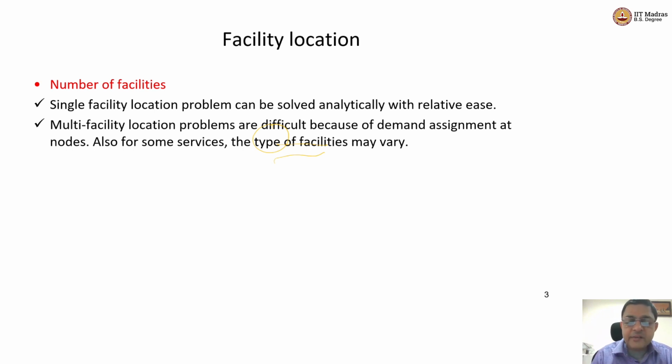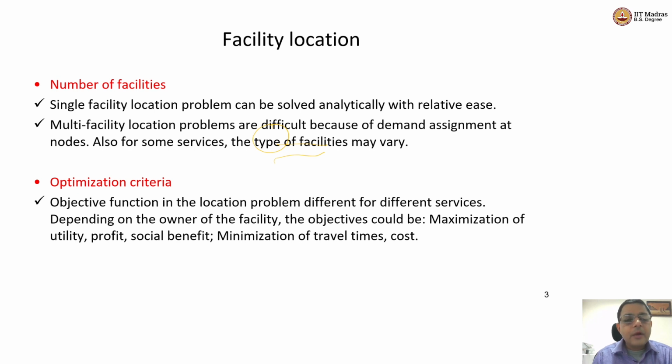Whereas if a government agency is trying to solve the problem, their objective may be maximization of social welfare, minimization of cost, right? And these objectives do matter. If the objective function is different, the solution gets different, right? So it matters. The optimization criteria does matter.